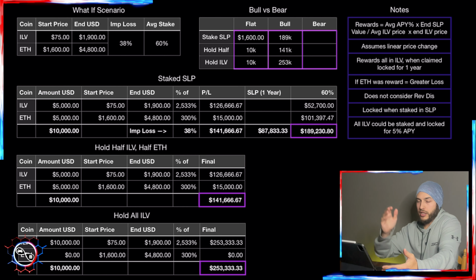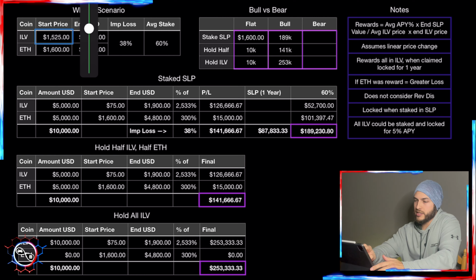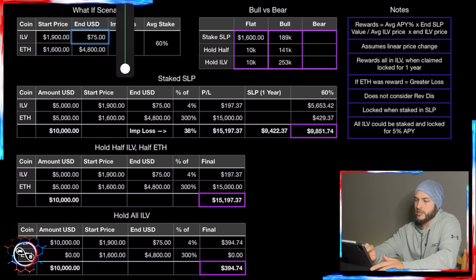If you think a year from now, ILV is going to go up 2,400% and Ethereum's only going to go up 200%, then yeah, you might want to just hold it all in ILV. But let's take a look at the bear case right now. So now we're just going to switch these numbers. So we're going to say we're at the peak of the market at 1,900 and we're going down to $75.